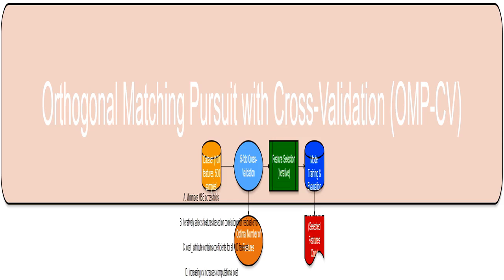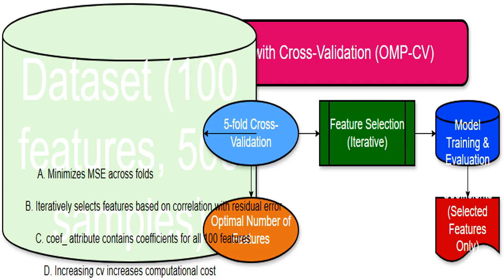The CV in orthogonal matching pursuit-CV stands for cross-validation, meaning I'll use multiple rounds of training and testing to find the best model. I have a dataset with 100 different features, like height, weight, age, etc., and 500 different samples, like individual people. This is what I'm using to train my model.